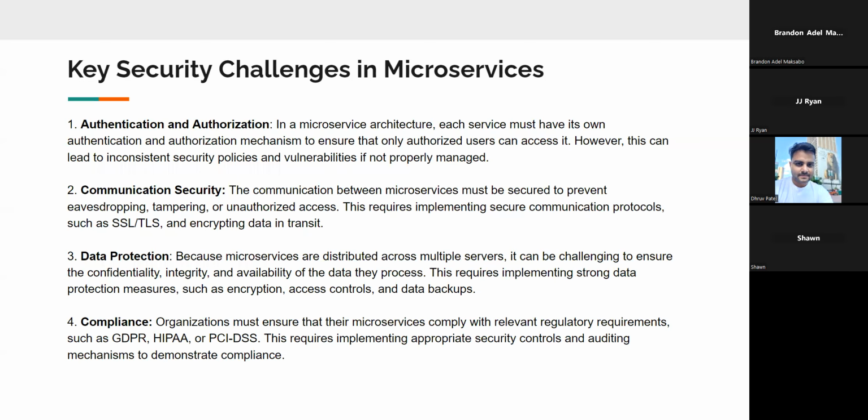Some of the key security challenges in microservices include authentication and authorization. In a microservice architecture, each service must have its own authentication and authorization mechanism to ensure that only authorized users can access it. However, this can lead to inconsistent security policies and vulnerabilities if not properly managed. We also saw major issues with communication security. The communications between microservices must be secure to prevent eavesdropping, tampering, and unauthorized access. This requires implementing secure communication protocols such as SSL and TLS, and encrypting the data in transit.